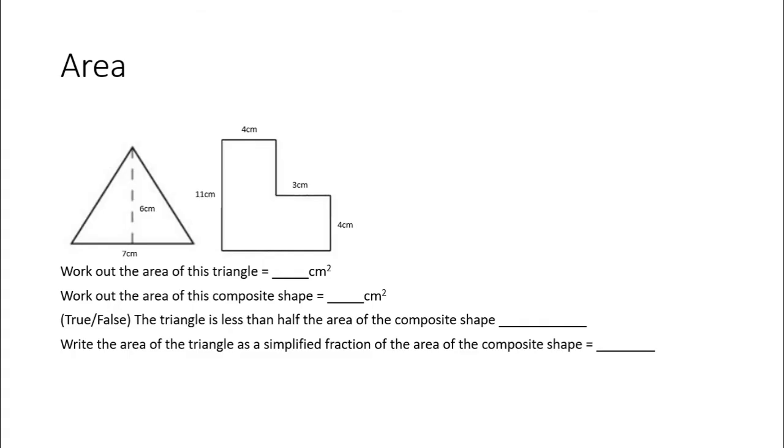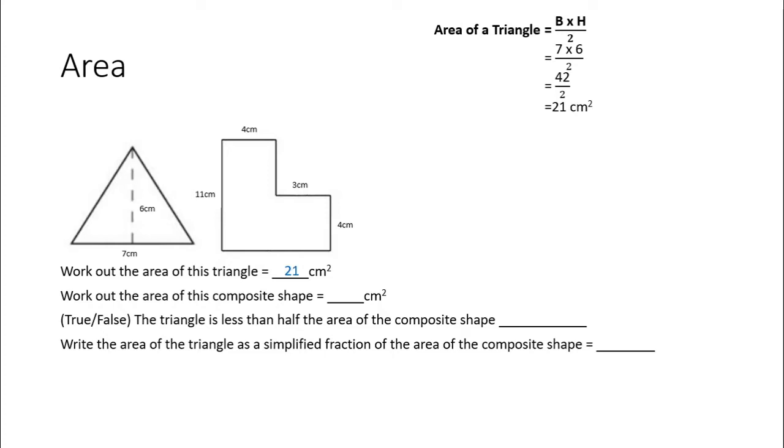Let's get started. First with this area question. For the triangle, I'm hoping that will be easy. You should know the formula for the area of a triangle is base times height divided by 2, and the base and height are clearly labeled. The base is 7, the height is 6, so that's 7 times 6 divided by 2, which will be 42 divided by 2, which is 21 centimeters squared. Our base and our height were in centimeters, so our area is in centimeters squared.